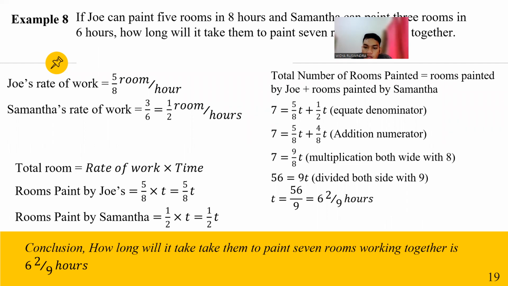So for the next step, we multiply both sides by 8, and we get 56 equals 9t. And we divide both sides by 9. So we get t is 56 per 9, which equals 6 and 2 per 9 hours. Conclusion, how long will it take them to paint 7 rooms working together? It is 6 and 2 per 9 hours.